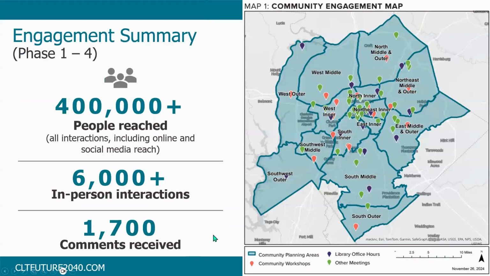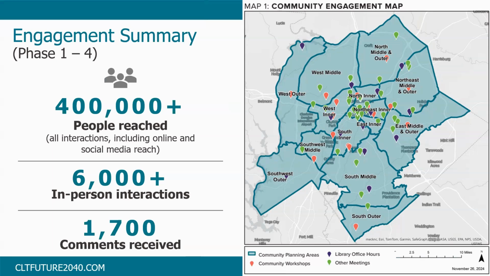This slide summarizes engagement efforts from phase 1 through 4 of the effort. We've reached over 400,000 residents, both online and in person, using a range of constant and coordinated tactics. This includes tactics such as social media posts, our website, and all the online interactive content we produce, such as story maps and videos. While virtual interactions are great, we still really value in-person interactions, and we're able to interact with 6,000 people from phase 1 through phase 4.